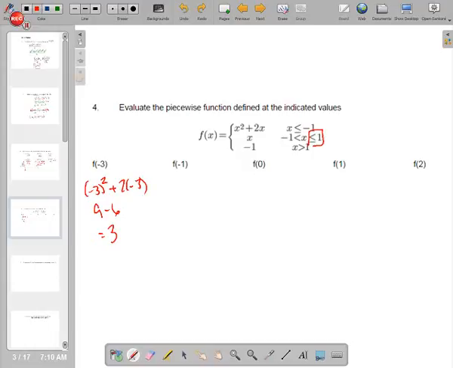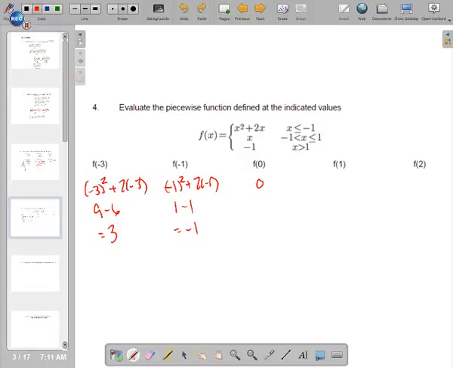That's 9 minus 6, so 3. Second one, f of negative 1, that's less than, oh no, hold on. Right here, negative 1 is less than, so actually I'm in the same one still. So I'm going to plug in negative 1 squared plus 2 times negative 1, and 1 minus 2 is negative 1. F of 0, so 0 is between negative 1 and 1, so if I plug f of 0 into x, I'm just going to get 0.